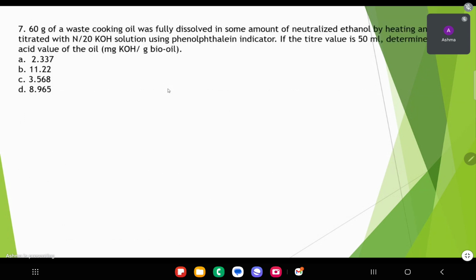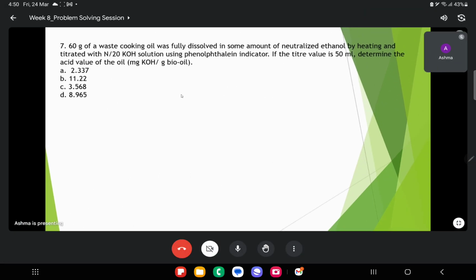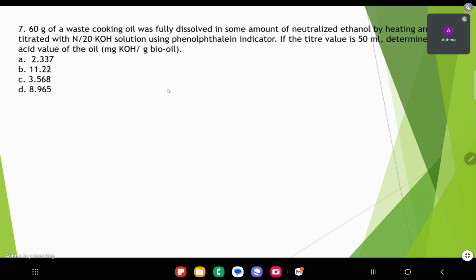So we'll move to the next question. It is also a numerical based question. The question is: 60 kg of waste cooking oil was fully dissolved in a small amount of neutralized ethanol by heating and titrated with N by 20 KOH solution using phenolphthalein indicator. If the titer value is 50 ml, determine the acid value of the oil in milligram KOH per gram of oil. So we have to find the acid value. Again, I will give you 5 minutes for this question also. Just solve and write your answer or option in the chat box.